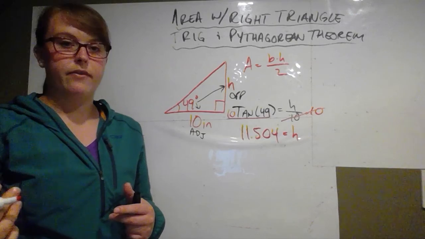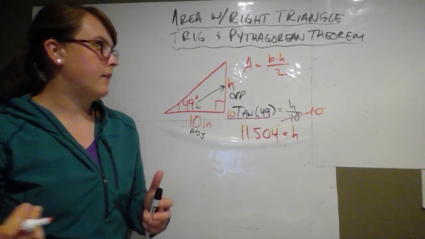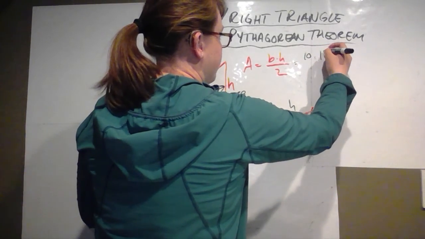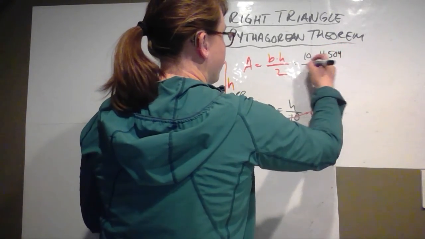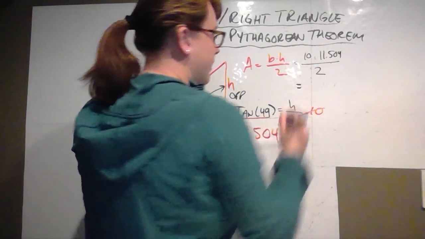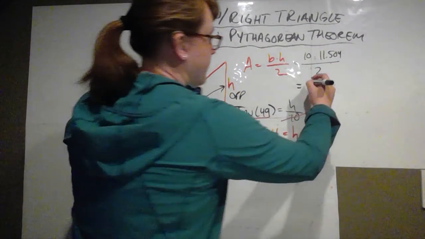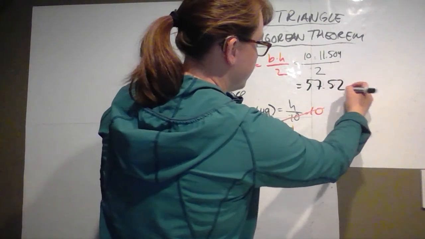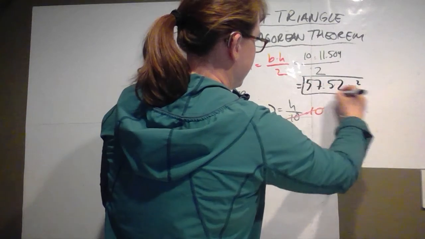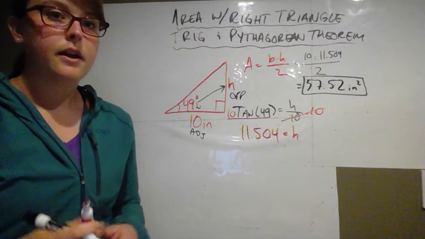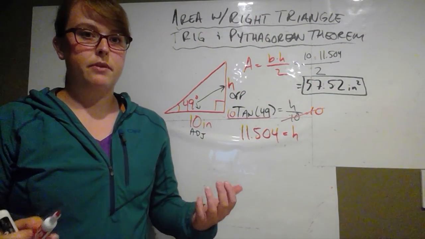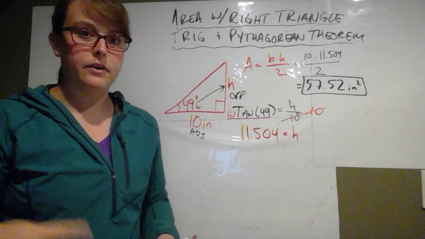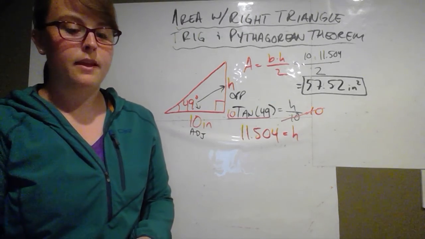And now we do have enough information to find our area. So we're just going to plug in 10 times 11.504 divided by 2. And that would give us 57.52 square inches. That would be our final answer here. So this is just like the area problems that we've been doing earlier this week. It's just combining it with some right triangle trig that we've also done in weeks past.